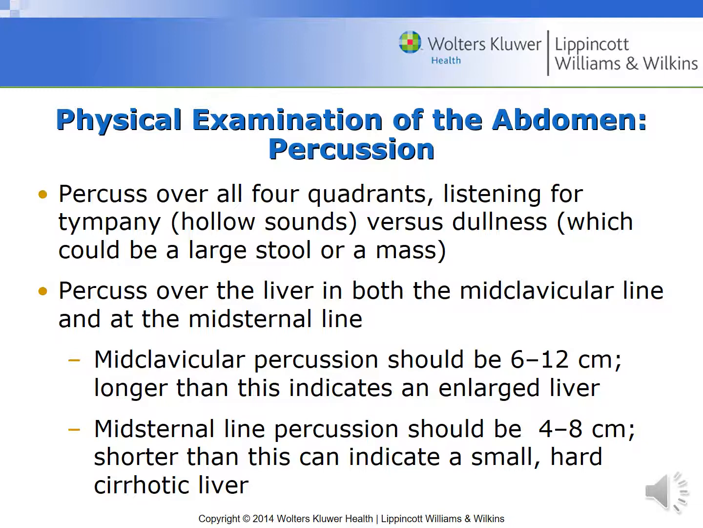So we know that mid-clavicular percussion should be about 6 to 12 centimeters. If it's any longer, then that's going to indicate an enlarged liver. From the mid-sternal line, it should be about 4 to 8 centimeters, and any shorter than that can indicate a small, hard, and cirrhotic liver.